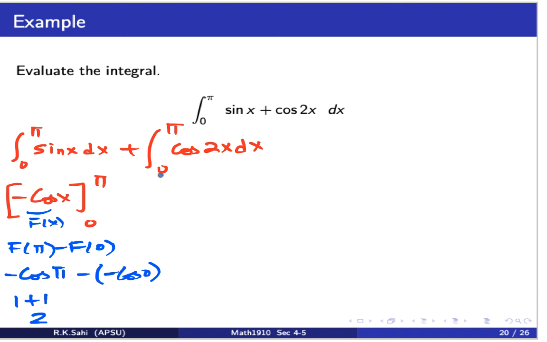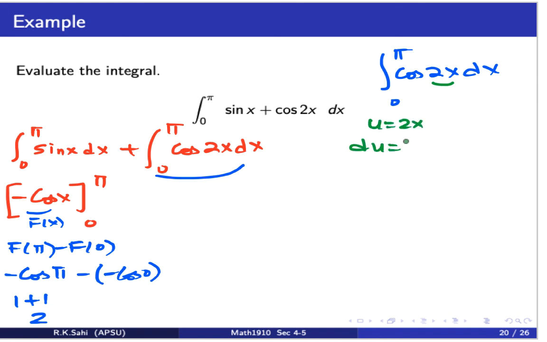Now let's look at the second integral, 0 to pi cosine 2x dx. Here we will need some change of variables. Notice this is not the normal cosine x. It has a 2 in front. So what does that mean? We will make the change. We'll do the u substitution. We will say u is 2x and du is 2 dx, and du over 2 is dx.